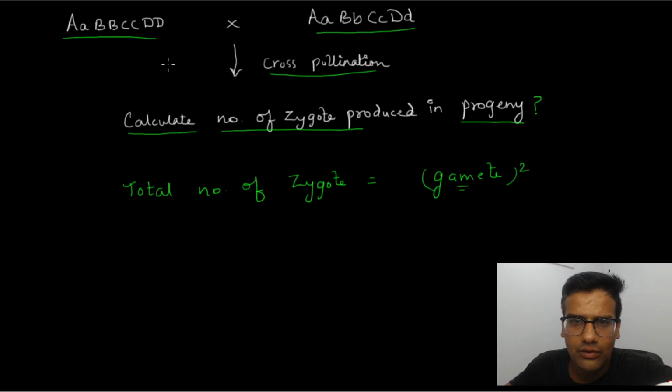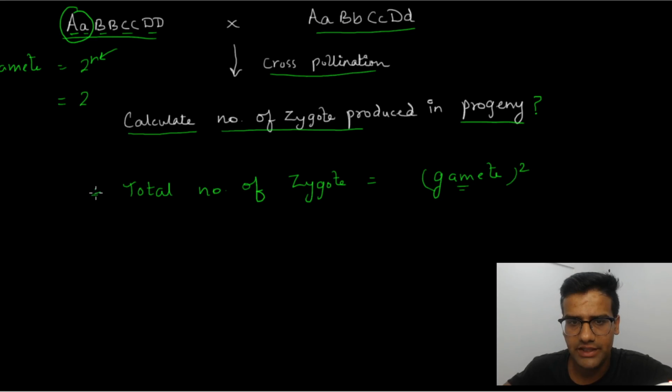But this formula cannot be useful here, because if we talk about the total number of gametes in this particular genotype, the gametes would be capital A, small a, capital B, capital C, capital D. So the total number of gametes is 2 to the power n, where n is the number of heterozygotes formed. The number of heterozygotes formed in this situation is 1, so the total number of gametes for this plant would be 2 to the power 1, that is equal to 2.